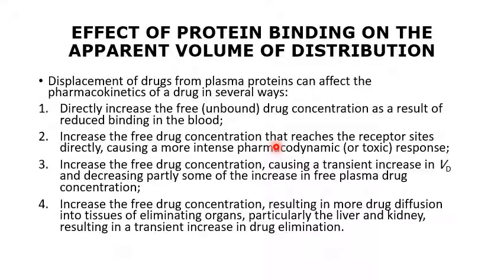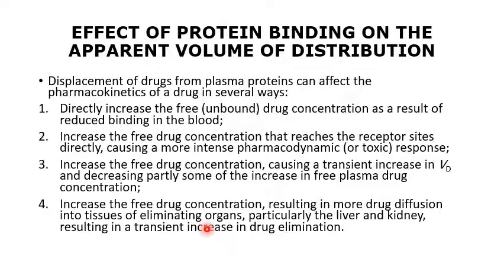Also, increasing the free drug concentration causes a transient increase in the volume of distribution, which means that if the amount of free drug within the plasma is increased, then there will be a high chance for this free drug to pass through the capillary membranes to the tissues, and then the volume of distribution of that drug will be increased.